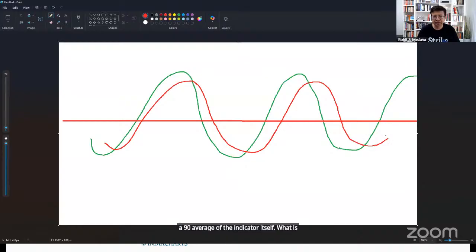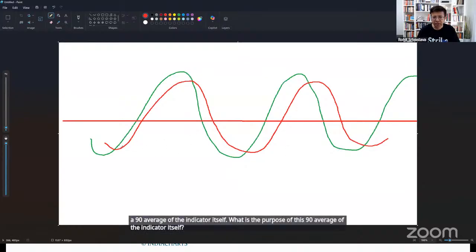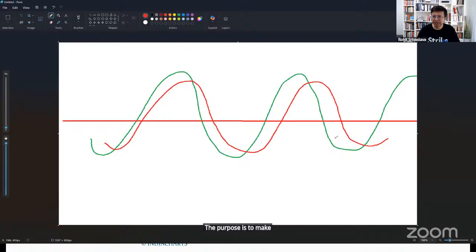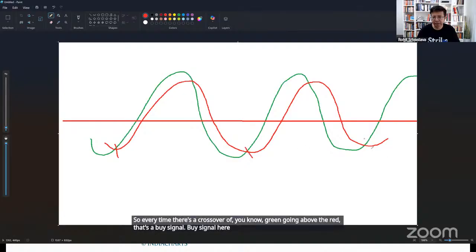What is the purpose of this 9-day average of the indicator itself? The purpose is to generate buy and sell signals. Every time there's a crossover of green going above the red, that's a buy signal here, buy signal here. When it goes downwards, it's a sell signal, and it's a sell signal. So very simple. Like any momentum indicator, you get buy and sell signals.